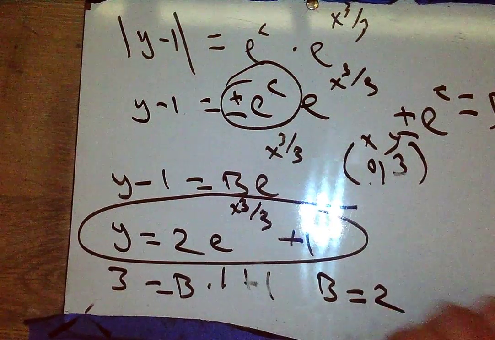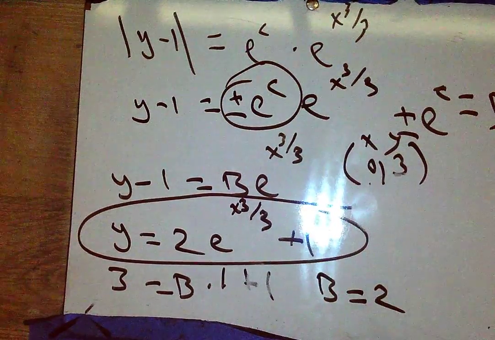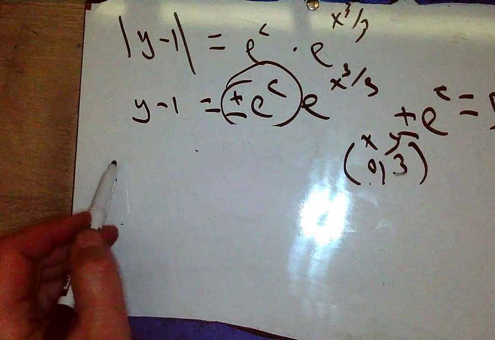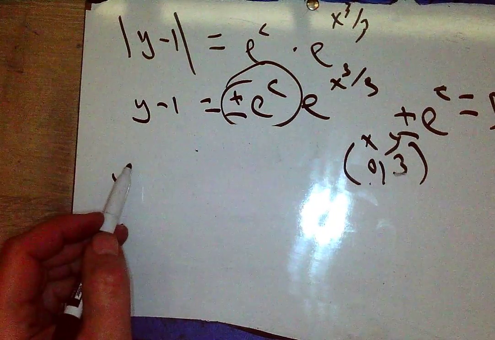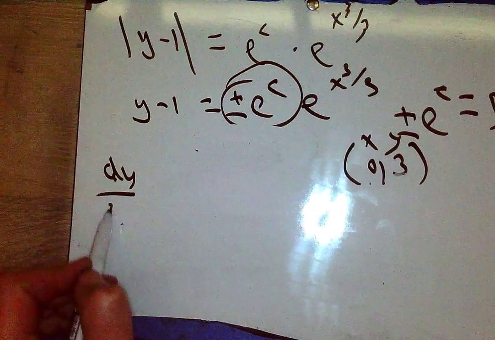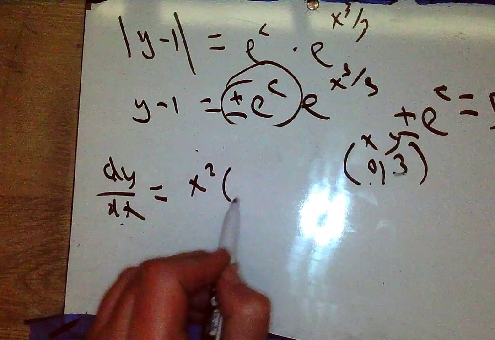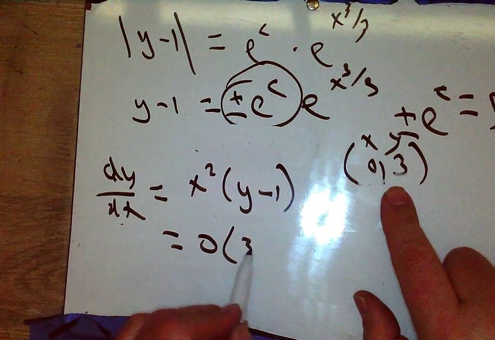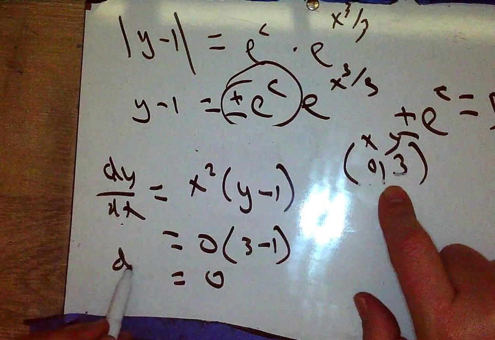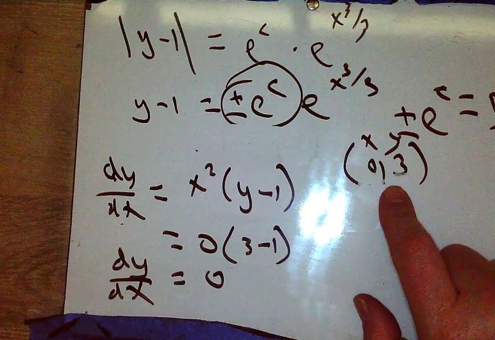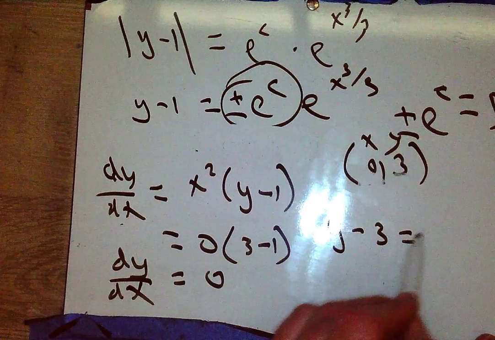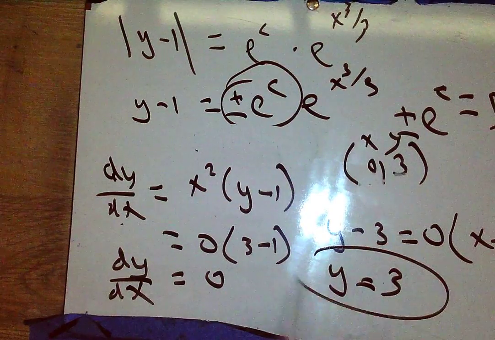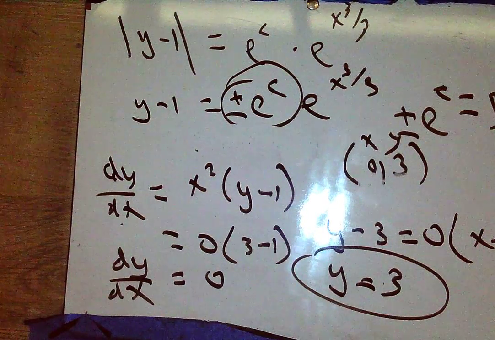Now, how do I write the equation of the line tangent to this curve at the point 0, 3? Well, I need a point, but I also need a slope. And in our class, a synonym for slope is derivative. So what was our derivative here? Our derivative here was dy dx is equal to x squared times y minus 1. So let's plug our ordered pair in. Uh-oh. I get a slope of 0. So y minus 3 is 0 times x minus 0. And so y equals 3 is the equation of that tangent line.